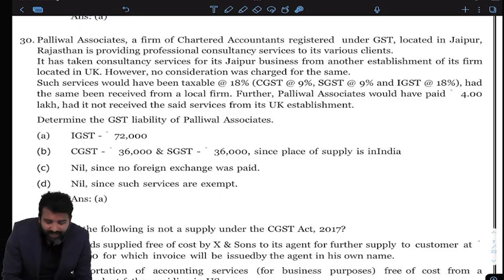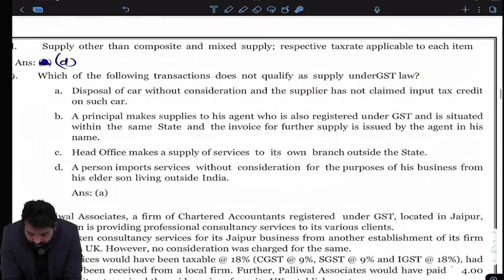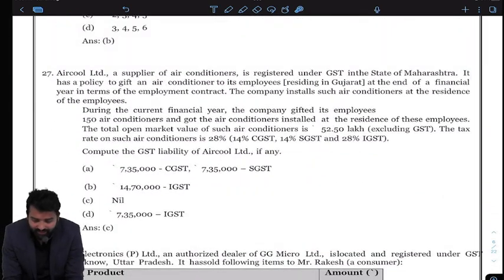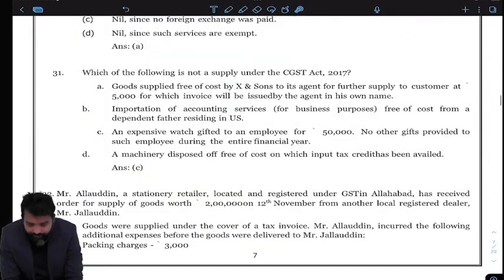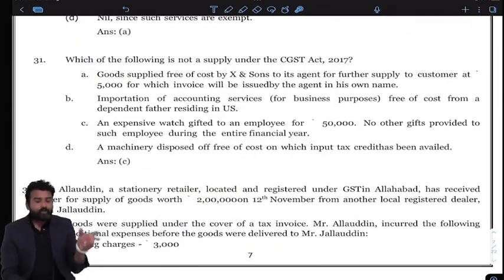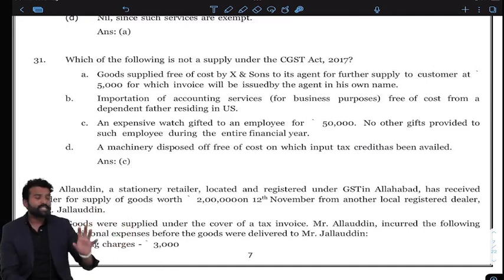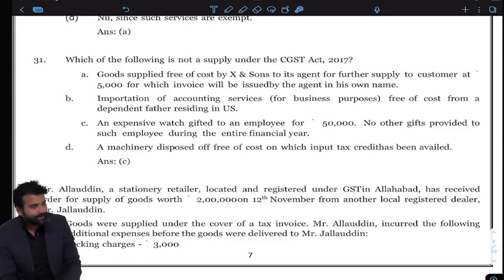Again, pardon? Case A means we are talking about the 27th question. 31, 31. Okay. Goods supplied by a company to its agent. It is covered in Schedule 1. Principal supplying goods to his agent without consideration is also a supply. So in the first case, a firm is supplying free of cost to its agent. Of course, it will be a supply because it's a consignment. Principal is sending goods to its agent. It is a supply. It is covered in Schedule 1. We are finding which is not a supply. So the correct answer is C.